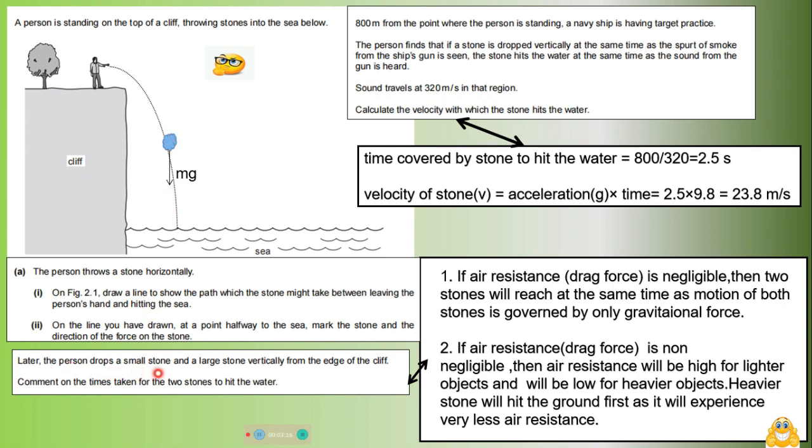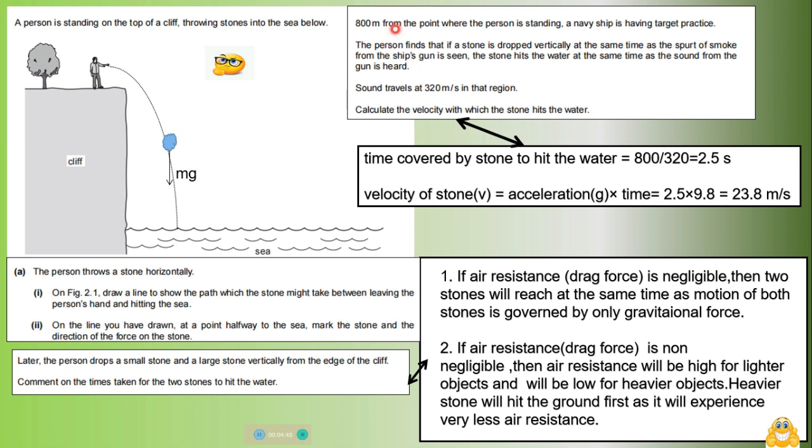Later the person drops a small stone and a large stone vertically from the edge of the cliff. Comment on the times taken for the two stones to hit the water. Case 1: if air resistance drag force is negligible, then the two stones will reach at the same time, as the motion of both stones is governed only by gravitational force. Case 2: if air resistance drag force is non-negligible, then air resistance will be high for lighter objects and low for heavier objects. So the heavier stone will hit the ground first, as it will experience very little air resistance.